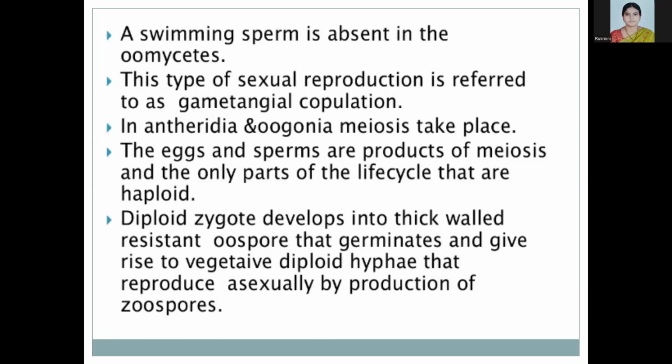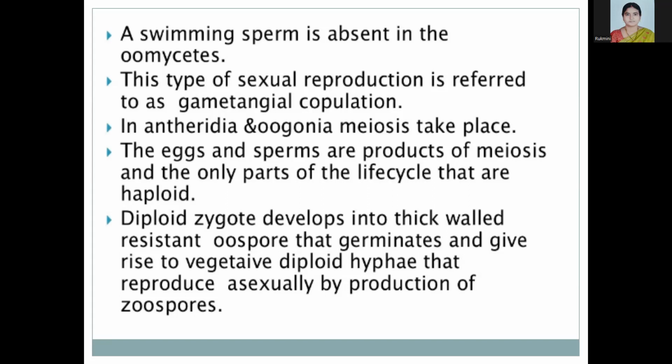Here this sexual reproduction process is also called gametangial copulation. Here male and female gametes both will undergo meiosis. So eggs and sperms are products of meiosis, so these are haploid in nature. As a result of fusion of this male and female gametes, zygote will be formed, which is diploid in nature.